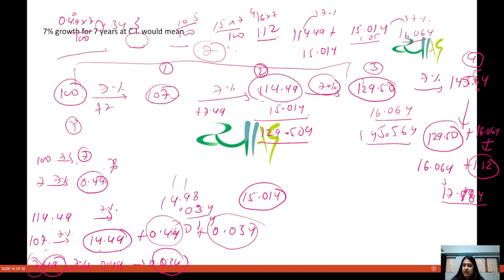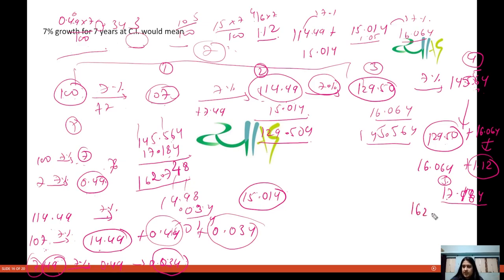This will be our fifth time. Okay, so we will add in 145.564, we'll add 17.184. Fine. So this will become how much? 8. This will become 2. Sorry, 4. This will become 7. This will become 2. This will become 1, so 162.748.